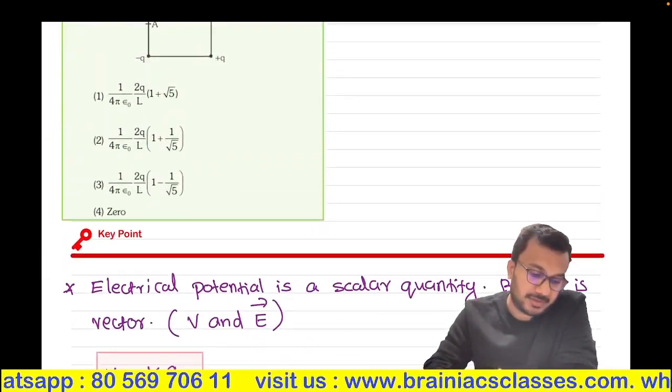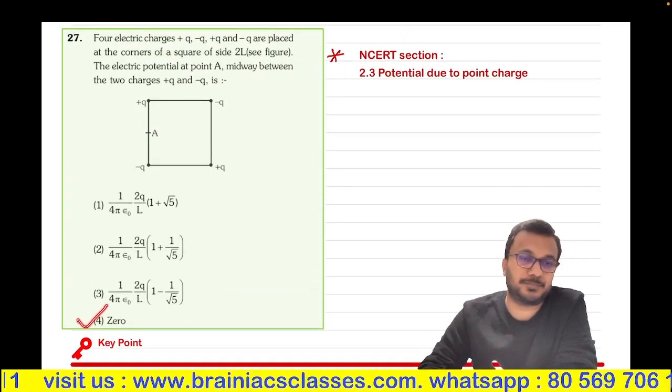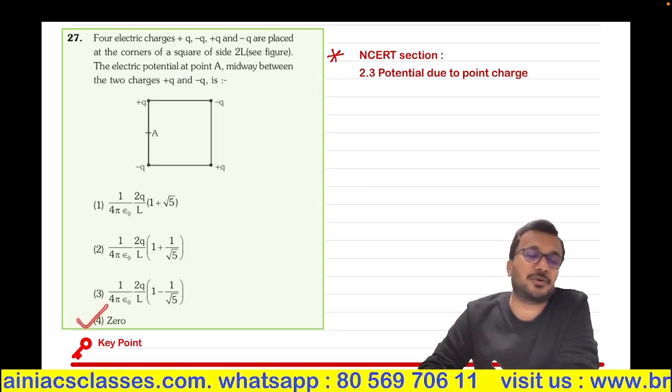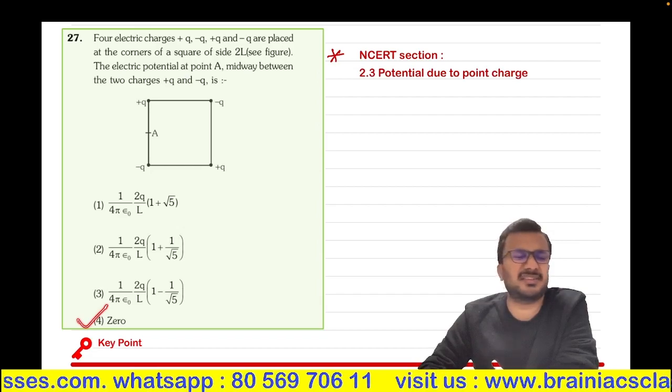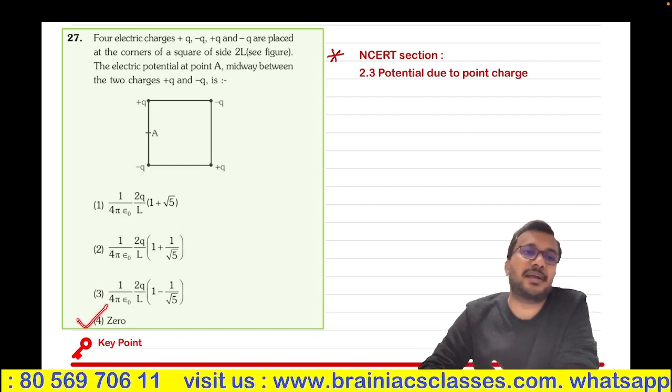So let's go here and see that option number 4 is the correct answer for this particular problem. Electrical potential is a scalar quantity. You have no headache like cos 45, sin 45, cos theta, sin theta, no trigonometry at all. You just find the potential and add it up. That's it.